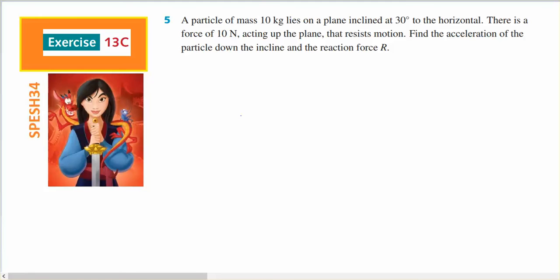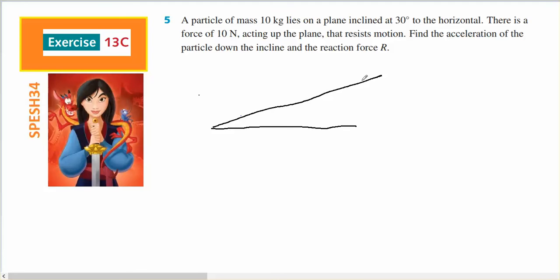This is for Year 12 Specialists. It comes out of 13C. It's question number 5. A particle of mass 10 kilograms lies on a plane inclined at 30 degrees.